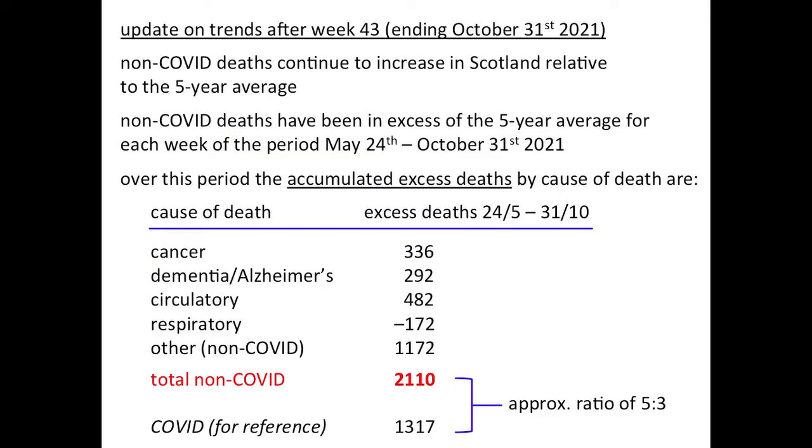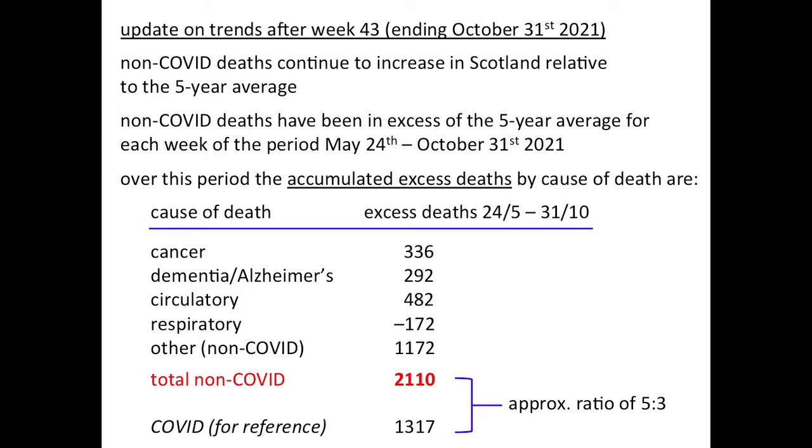But there is that difference there, and I think the Scottish Government has gone to quite some length to also make clear that subtle difference. Because we're looking at causes of death categories here, there's no ambiguity. These are non-COVID causes of death, and the total in excess of them is 2,110 over this period, weeks 21 to 43.